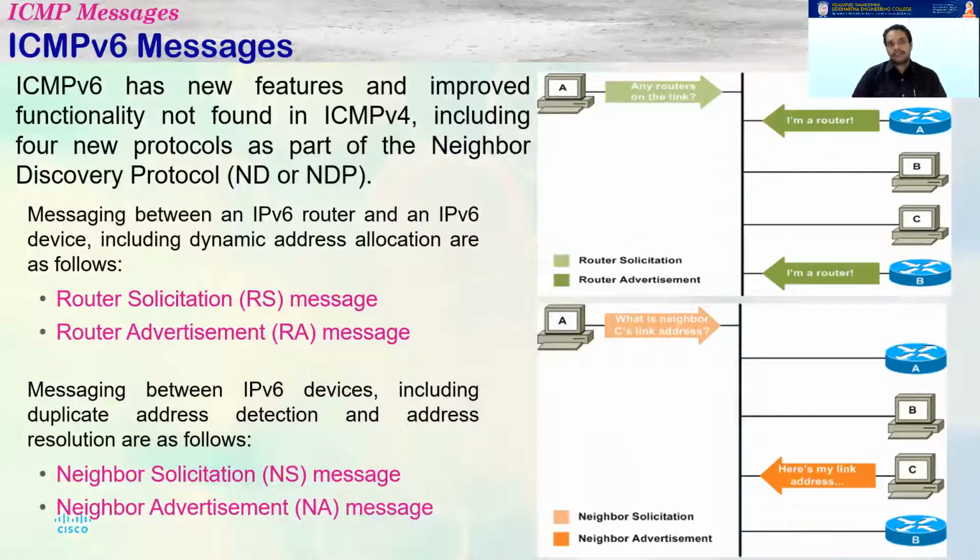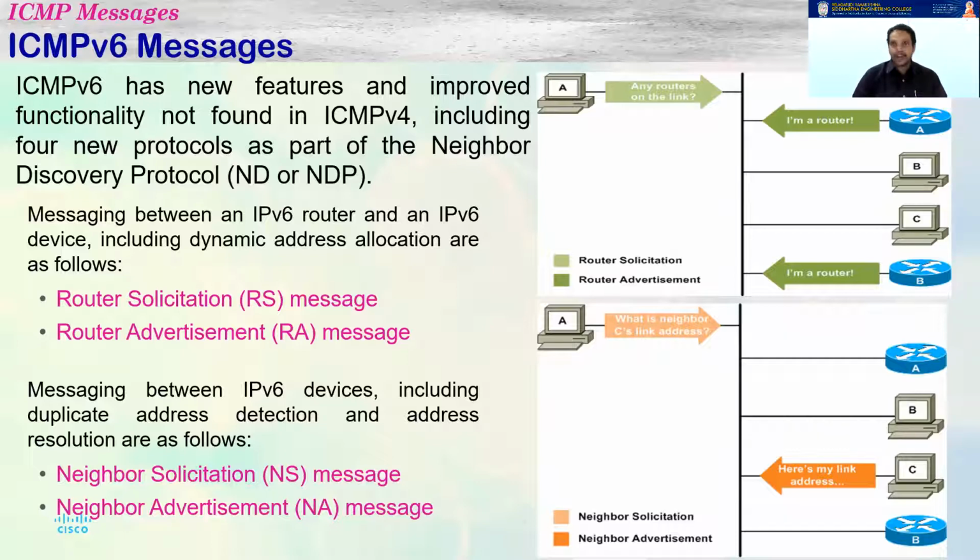Now, coming to the ICMP version 6 messages, these ICMPv6 messages, just like IPv6, are a little bit advanced and they are designed keeping the new things in mind. So there are many new features that have been added and improved functionality, which is actually not found in version 4. This improved functionality comes in the name of something called the Neighbor Discovery Protocol, or NDP.